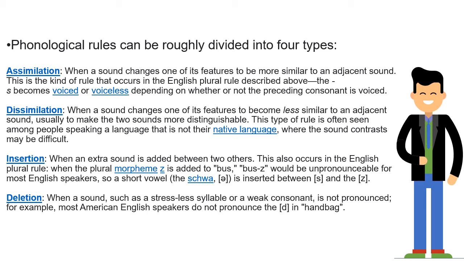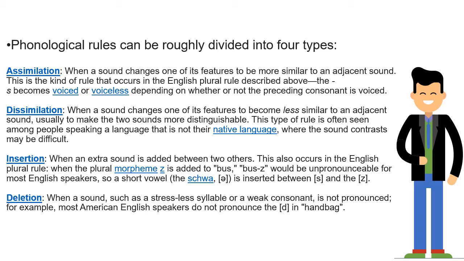The second one, dissimilation. When a sound changes one of its features to become less similar to an adjacent sound, usually to make the two sounds more distinguishable. This type of rule is often seen among people speaking a language that is not their native language, where the sound contrast may be difficult.